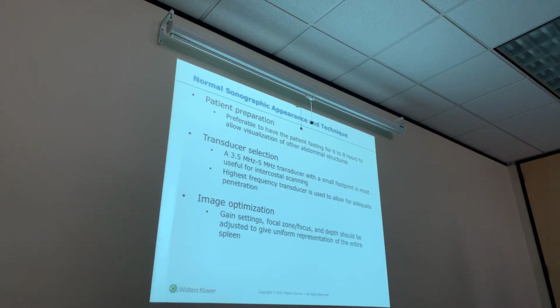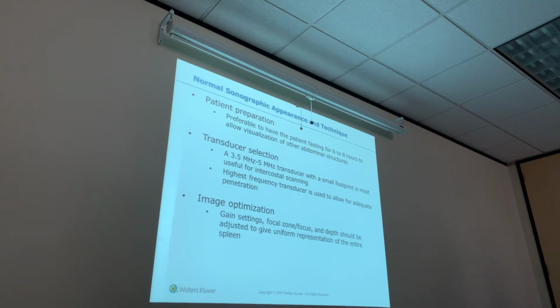Highest frequency transducer is used to allow for adequate penetration. So for image optimization, even right now whenever you guys are in lab, make sure you mess with your focus, your gain, and your depth to get that good image quality. And even the gain settings, sometimes just make it a little bit brighter, you can see the tissue a lot better. So try to get used to that now, because if you don't do that now, it's gonna be hard later. Because I know right now we're too busy trying to get the image, and once we see the image, we just wanna hit freeze.